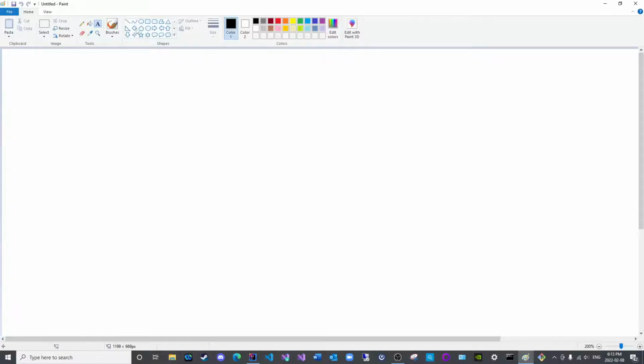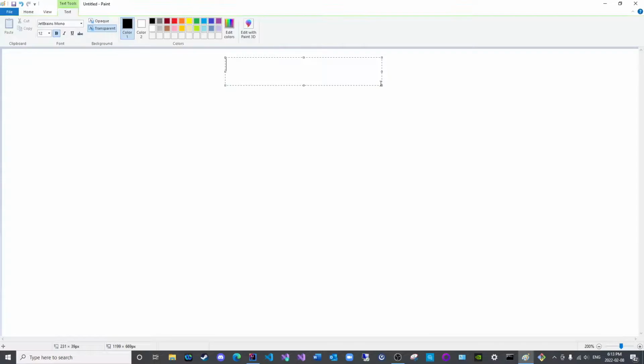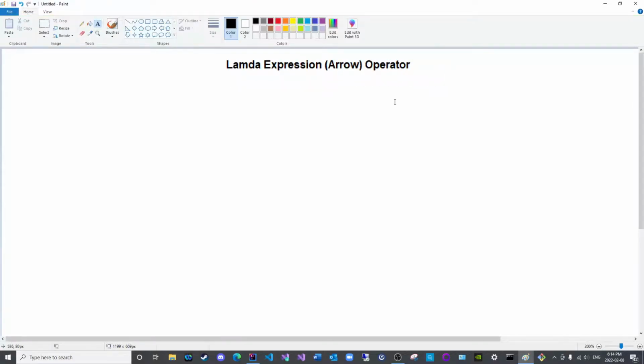So I realized that I forgot to discuss another operator in the operators lecture, and that is the lambda expression operator, or the lambda operator.